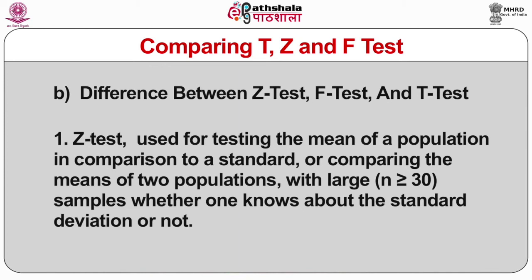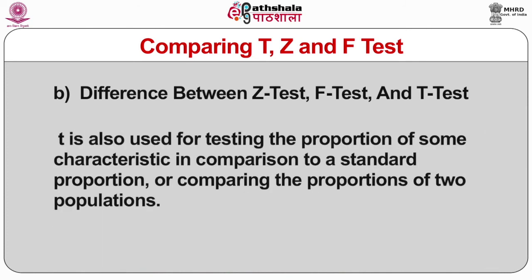So, first point, Z-test. It is used for testing the mean of population in comparison to a standard or comparing the means of two populations with large sample, that is where n is equal to or greater than 30, whether one knows about the standard deviation or not, whereas T-test is used in the case of small sample. It is also used for testing the proportion of some characteristics in comparison to a standard proportion or comparing the proportions of two populations. For example, comparison of the average lecturer salary of men versus women.